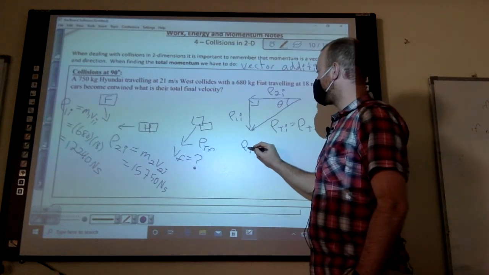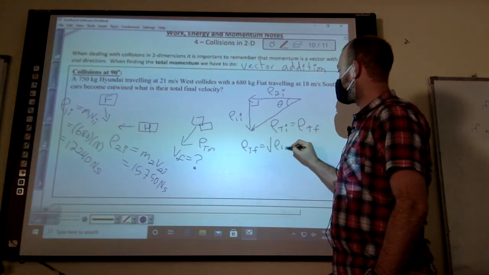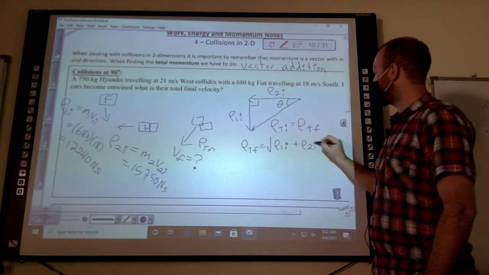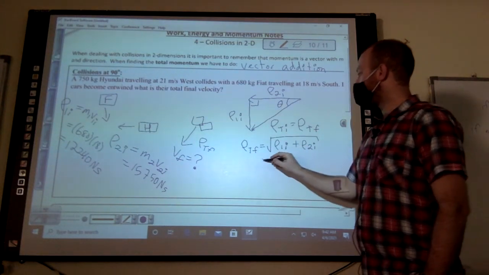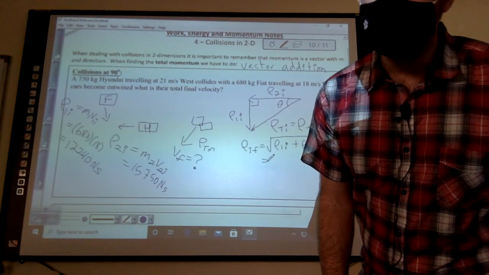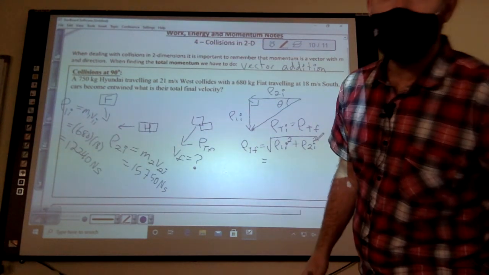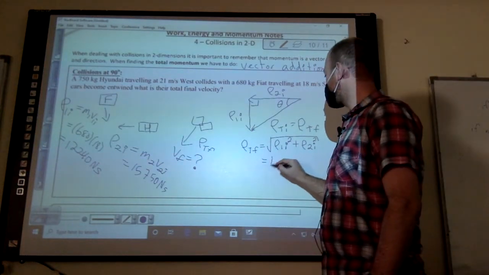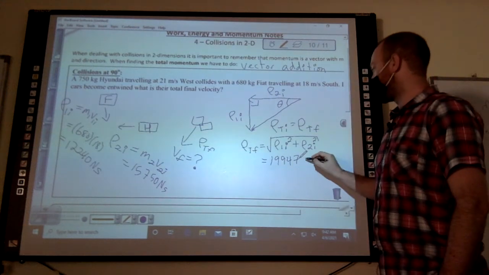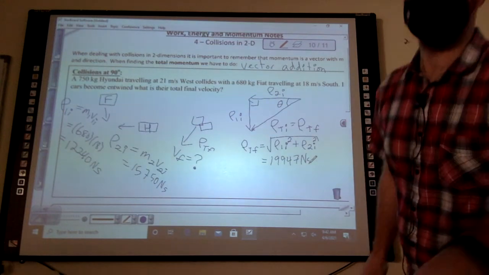So momentum total final is going to equal the square root of momentum 1 initial squared plus momentum 2 initial squared, so just using Pythagoras, and we get total momentum. Yes, sorry, that should be squared. So this should be 19. Okay, I got something slightly different. Could just be the rounding. So here's our total final momentum.